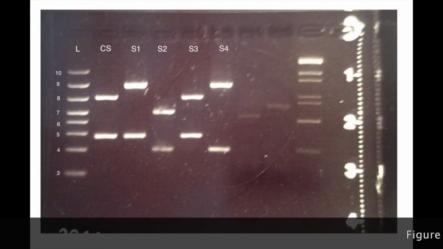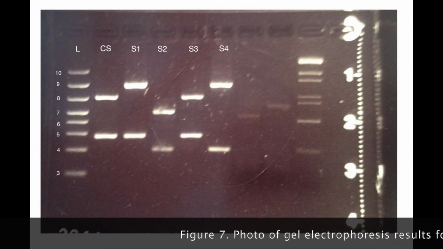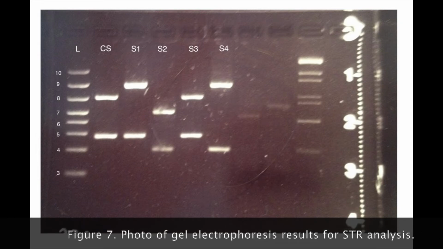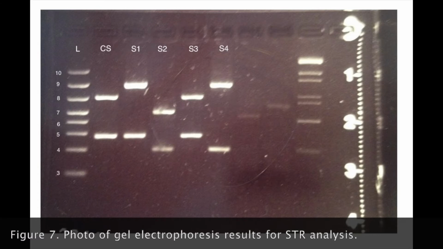If the individual had 7 repeats on both chromosomes, they would just have a 7-7 genotype with respect to the TH01 locus, or just a 7 genotype. So here I've uploaded the results from the STR analysis for you guys to visualize. As you can see, once again, I labeled each column, L for ladder, then crime scene, suspect 1, suspect 2, suspect 3, and suspect 4.